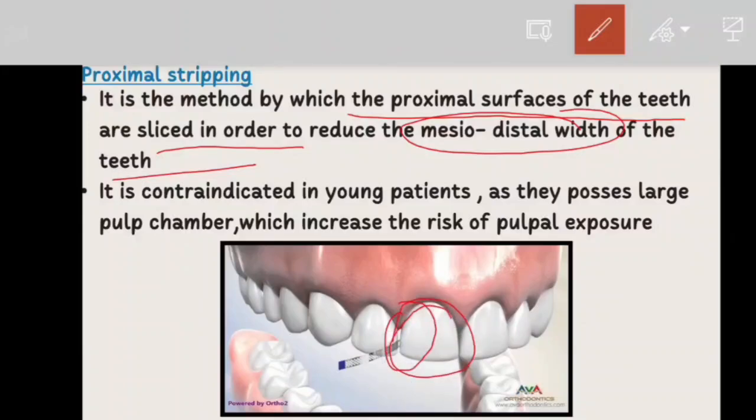Okay, so it is contraindicated in young patients as they possess a large pulp chamber, which increases the risk of pulp exposure. So why is proximal stripping risky in children? Because there is a large pulp chamber. Okay.